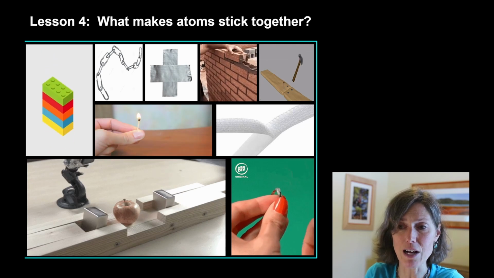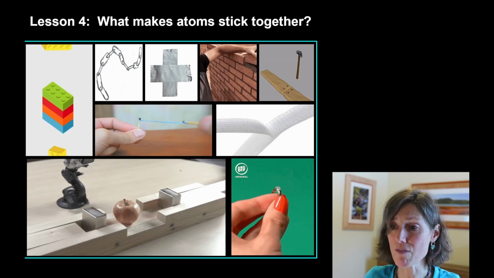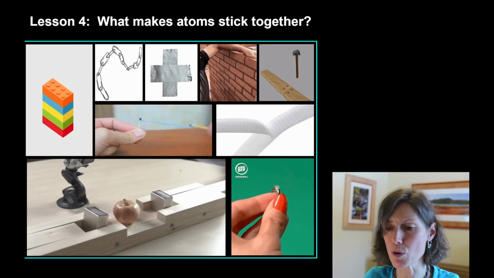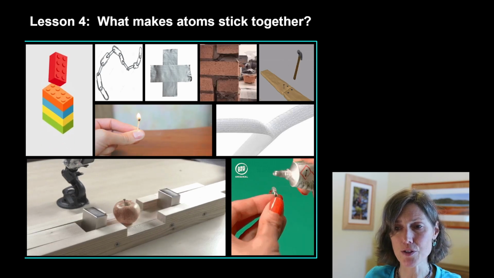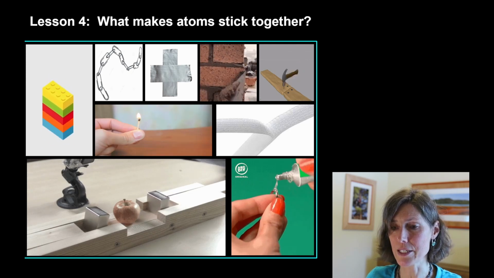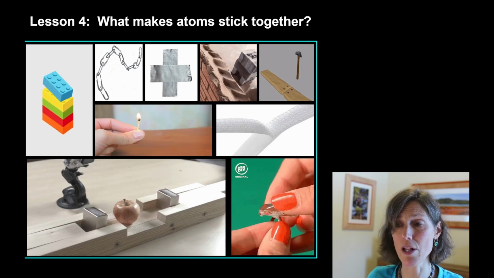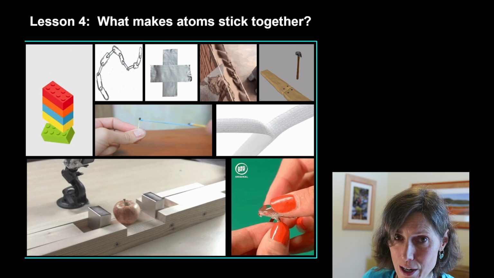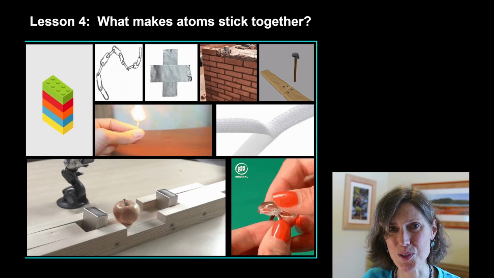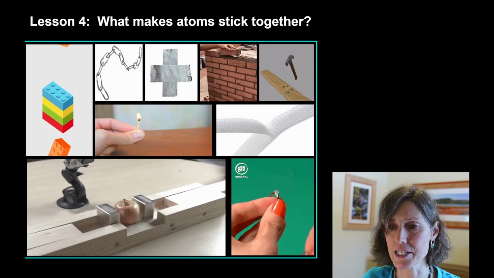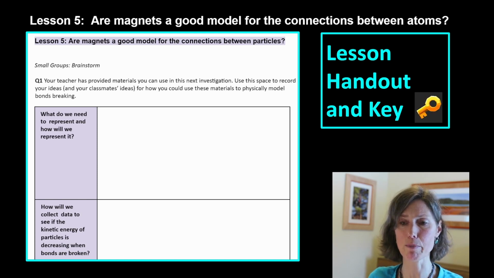held together here with an elastic piece, and then Velcro or simple glue, or what's that at the bottom there? Magnets or a nail and a hammer. So they quickly come up with the idea that maybe magnets are the best way to model atoms sticking together. So check out my key for some best hints why you can encourage your students to go with the magnet idea. Okay, so are magnets a good model for the connection between particles?